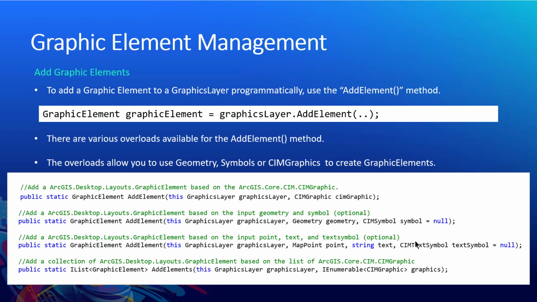To add an element to a graphics layer programmatically, use the add element method on the graphics layer. There are various overloads available for the add element method. These methods allow you to use the geometry, symbology, or the sim graphic directly to create graphic elements. I have listed the various overloads at the bottom of the slide. We will be looking at a few of these in the slides coming up and in the demo.